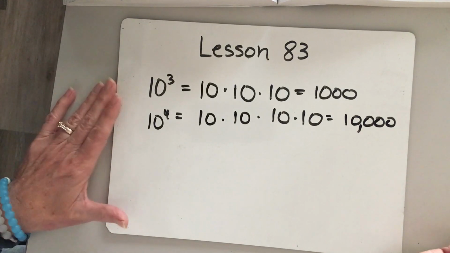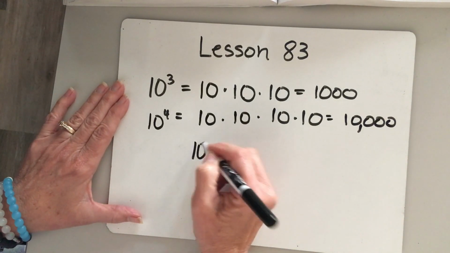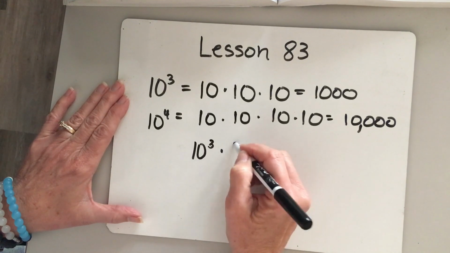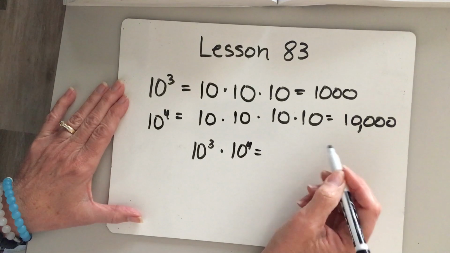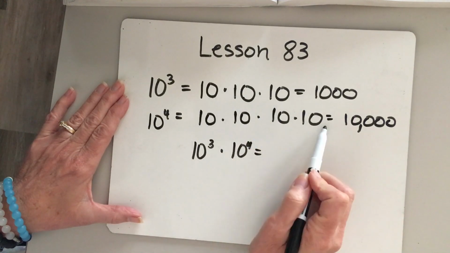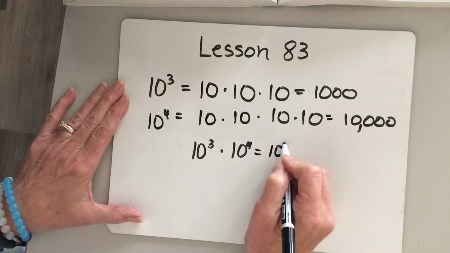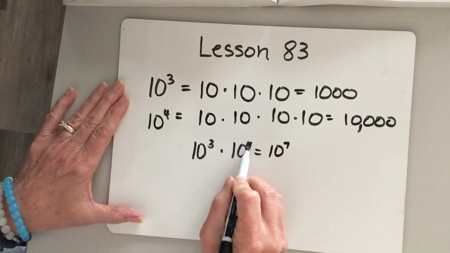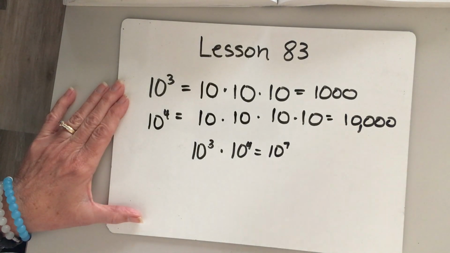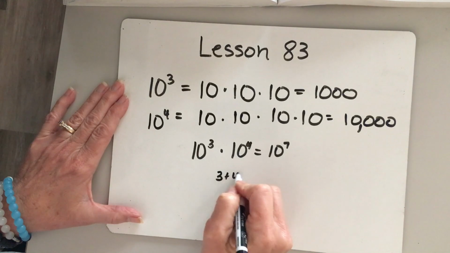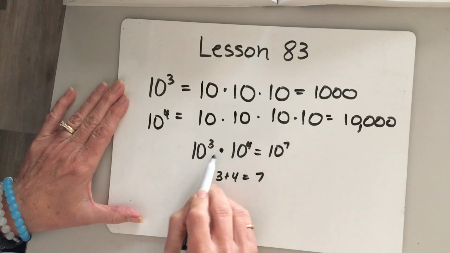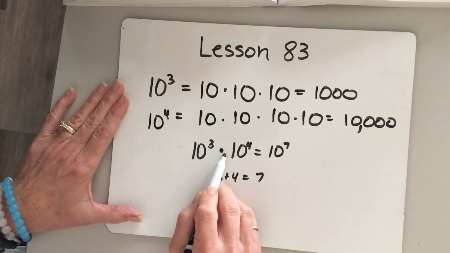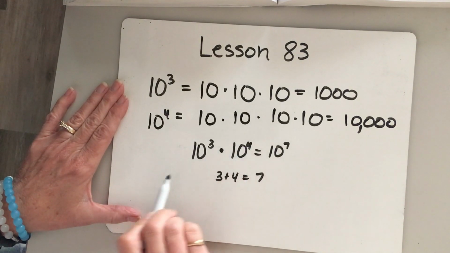Now, when we combine these two, if we were to combine 10 to the third power times 10 to the fourth power, that would mean we would see all of these, because it'd be all repeated, and it'd be 10 to the seventh power. We know that 3 plus 4 equals 7. That's how, when we are multiplying our powers of 10, which is really strange, we're adding our exponents.